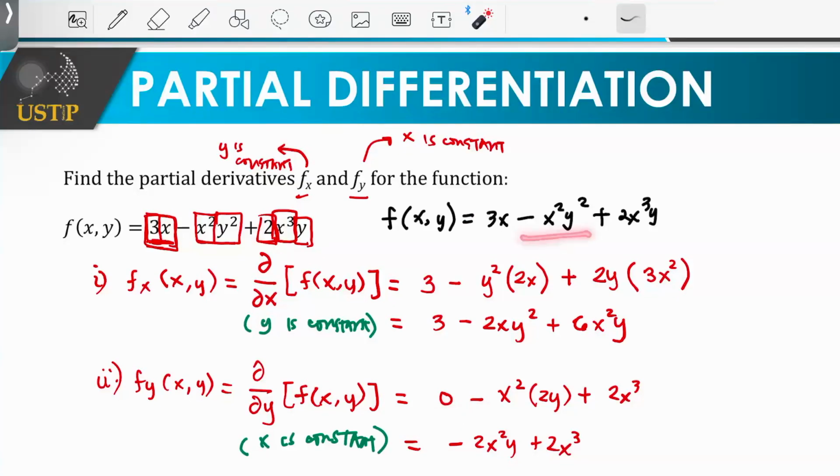Second term, x squared will be considered as constant. Okay, so copy lang. And then y squared will become 2y. Okay. And then here, ang atong x constant, so meaning ang atong 2x cubed may constant. Okay, derivative of y is 1. So nakay 1 dira, that's why 2x cubed na siya. Okay, so we'll have this expression.